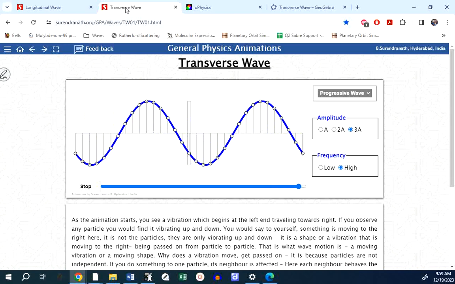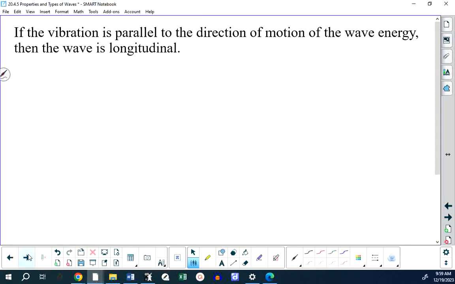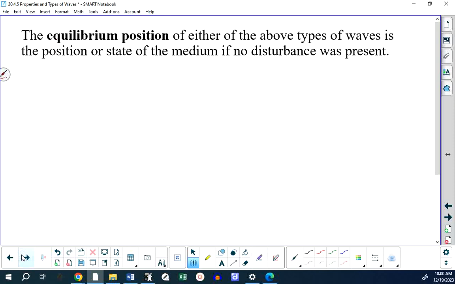Any questions about longitudinal or transverse waves? All right, and thank you for your help out there.